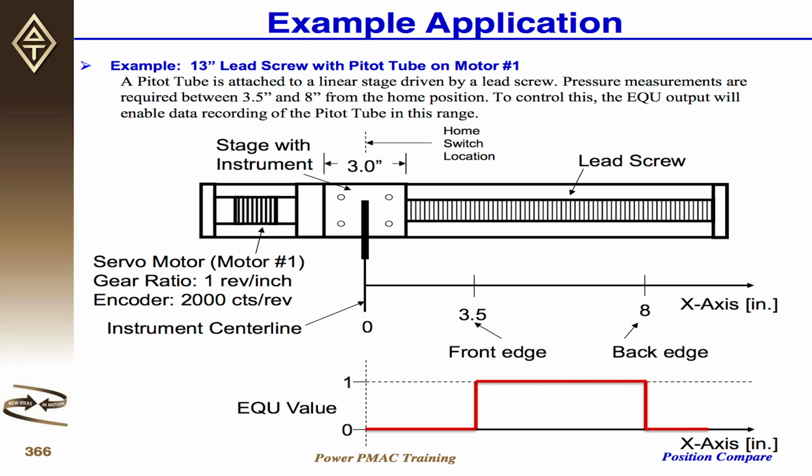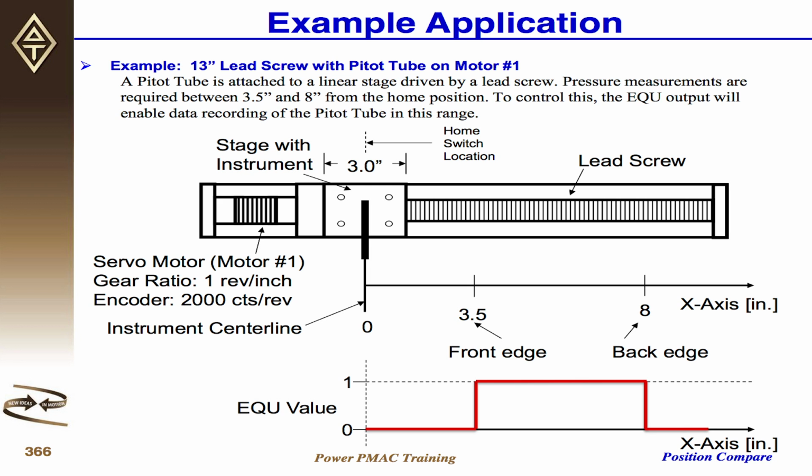So we decided that for this sample, we're going to use the EQU output such that the EQU output's going to go high when we're in that range. That's going to trigger some third-party data acquisition software or possibly another device or something like that that will actually start gathering the data from the pitot tube in that range.